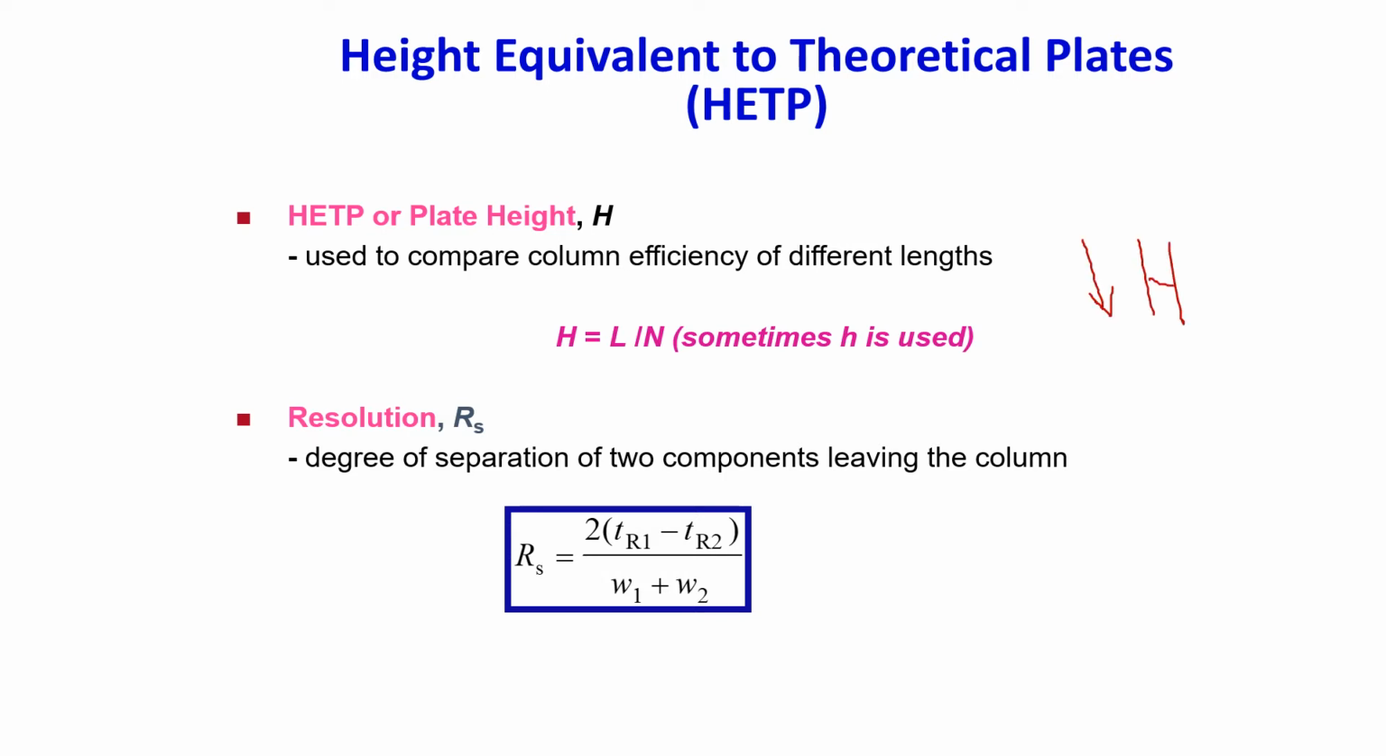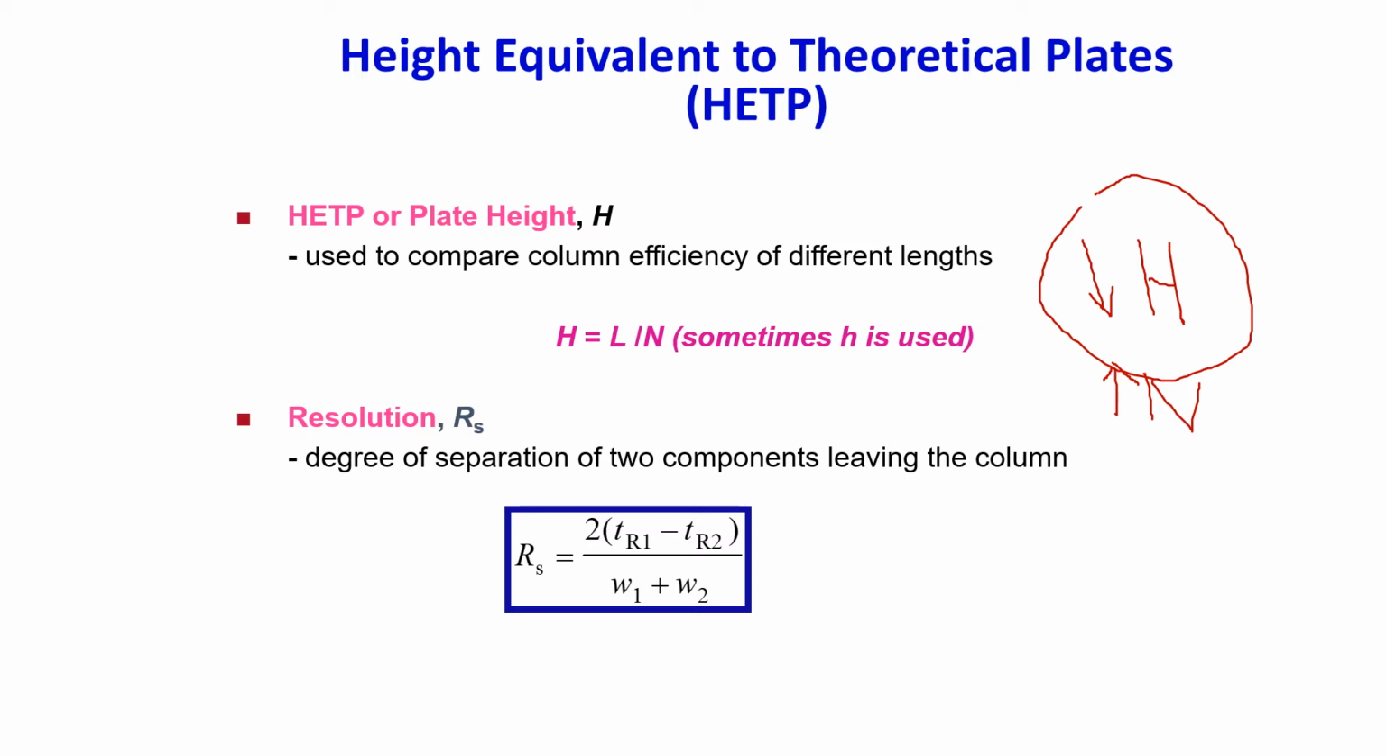Just now we want high N, but we don't want high H. We want low H. The lower the H, the better. This means that the longer column will give you less efficiency.